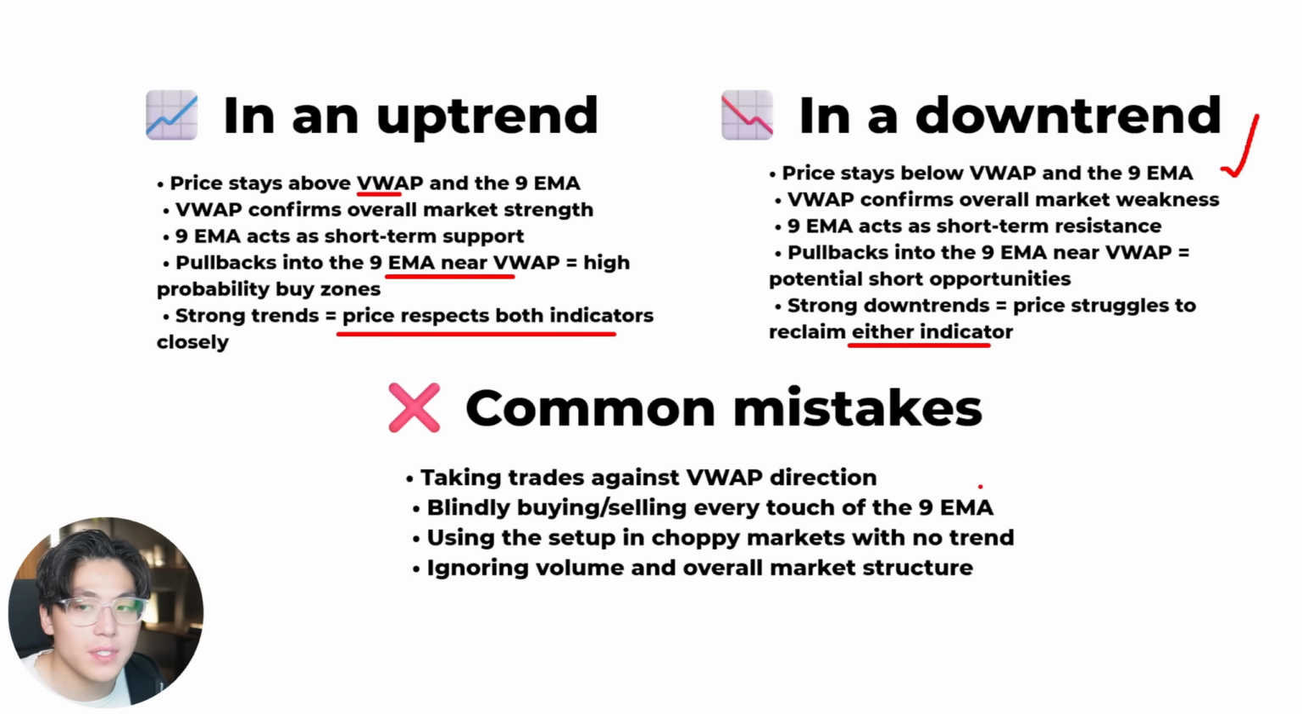And some common mistakes that we have when trading these indicators: number one, taking trades against VWAP. When we're above our VWAP, a good rule of thumb is to not short. When we're below VWAP, a good rule of thumb is to not long. This is specifically for intraday trades.